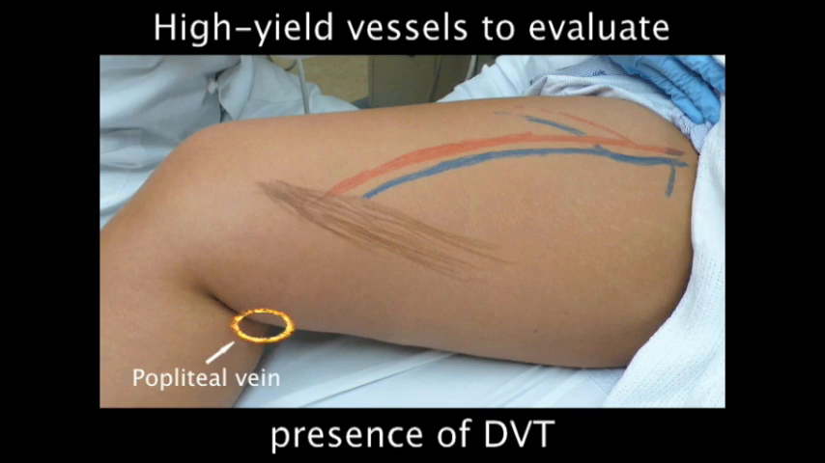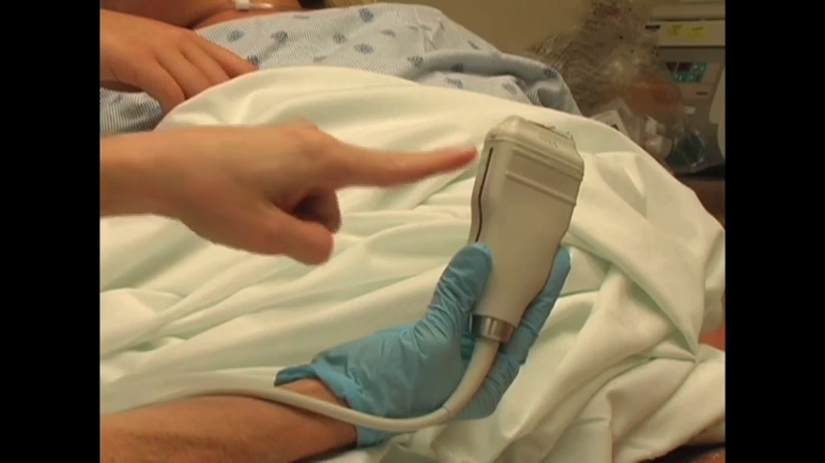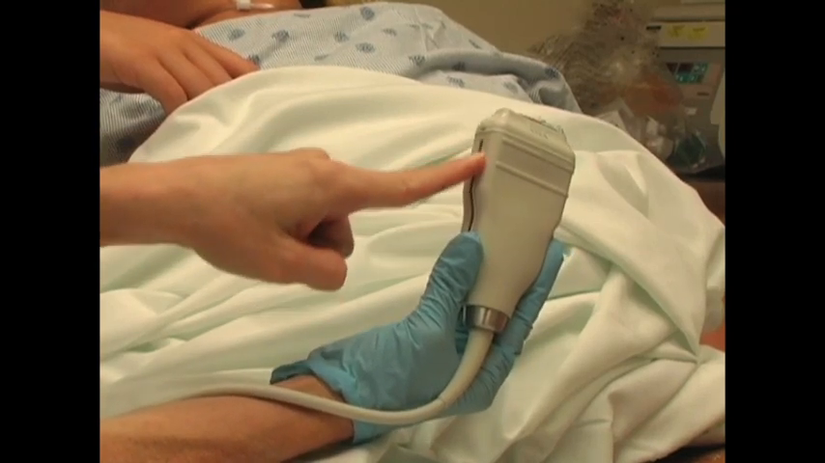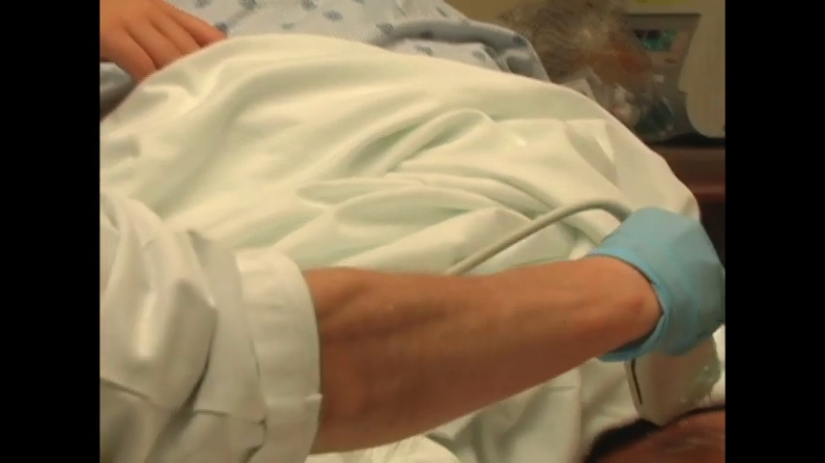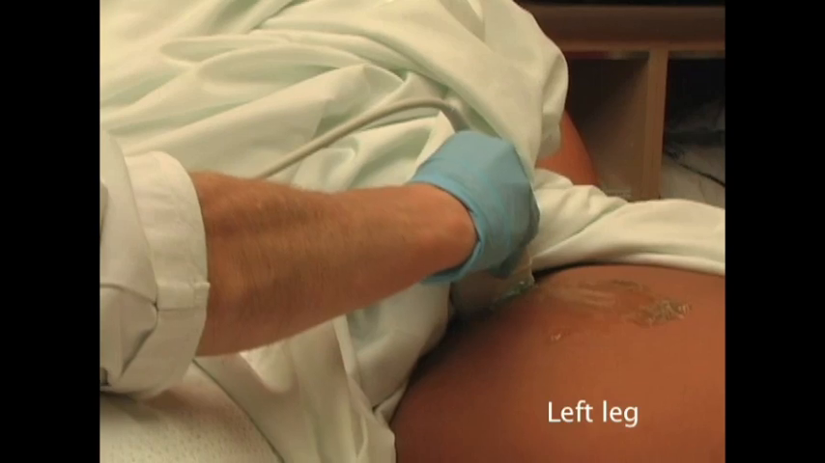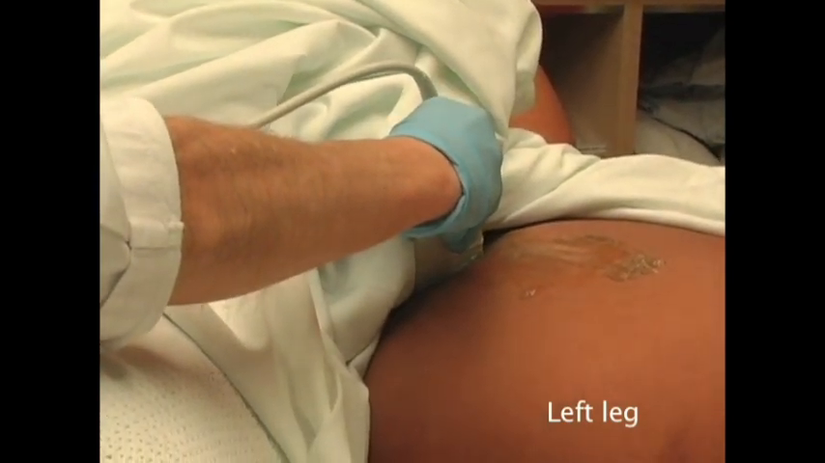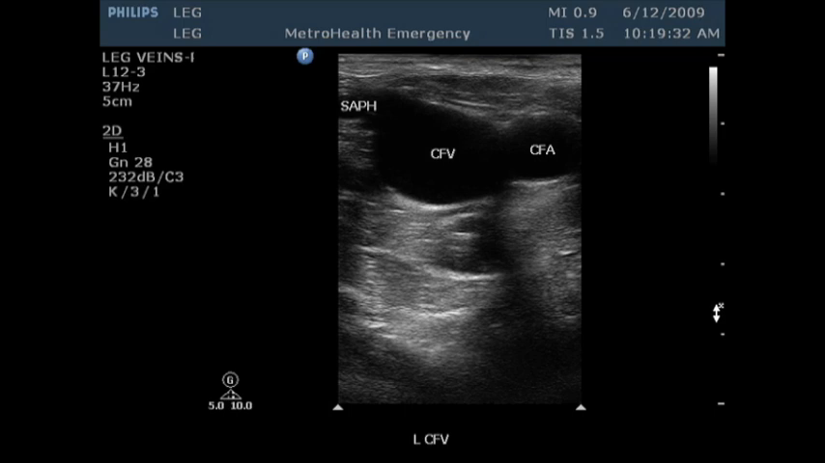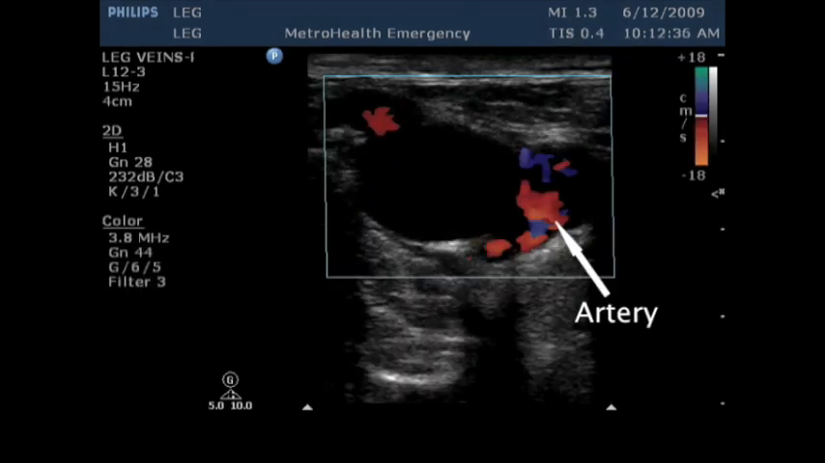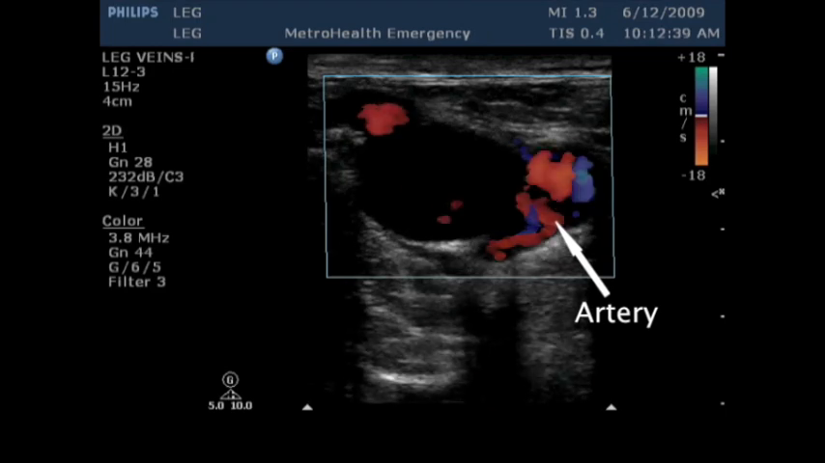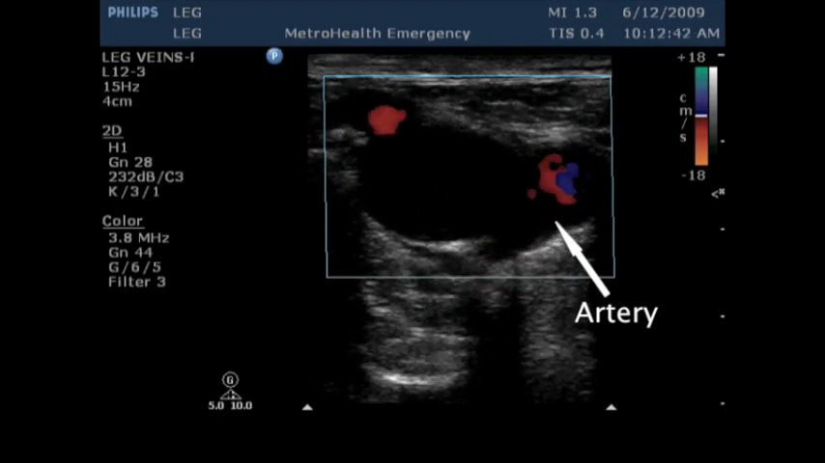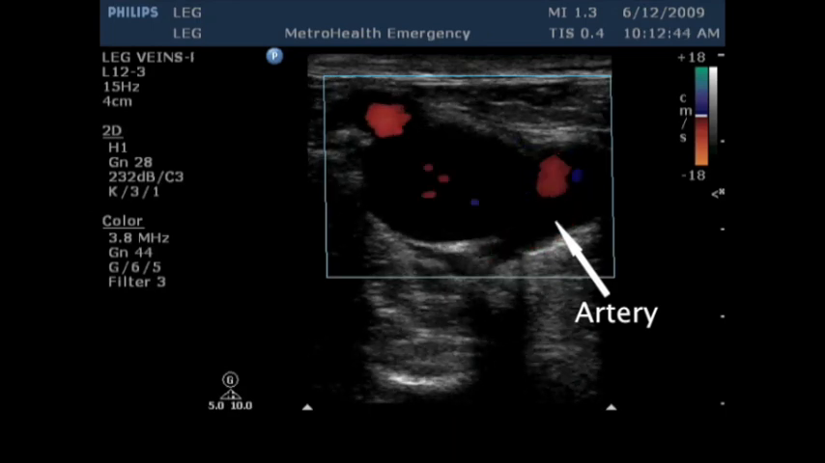Using a liberal amount of gel, the linear transducer is placed in the inguinal region in the transverse plane with the indicator pointing to the patient's right side, regardless of which leg is being imaged. The femoral vein and artery are seen as 2 circular anechoic structures. The vein is medial or sometimes posterior to the artery and is usually a larger, thin-walled structure. Color Doppler may be used to briefly, positively identify the pulsatile femoral artery and confirm identification of the vein.